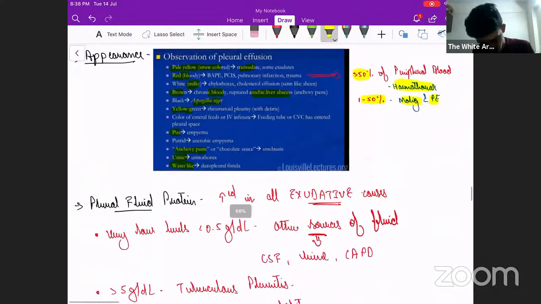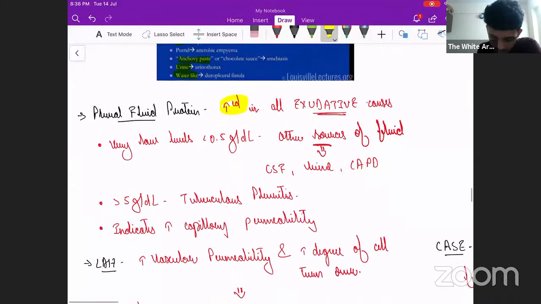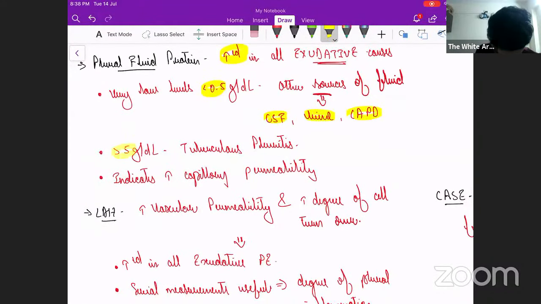Next is pleural fluid protein. It is increased in all the exudative causes. Pleural fluid protein, we can expect it to be increased. With very low levels, less than 0.5 grams per deciliter, when normally we expect it to be around 1 to 1.5, then we can think the source to be other than the pleural space itself, like CSF, urine, or CAPD. Next, if it is greater than 5 grams per deciliter, most of the time it is tuberculous pleuritis.